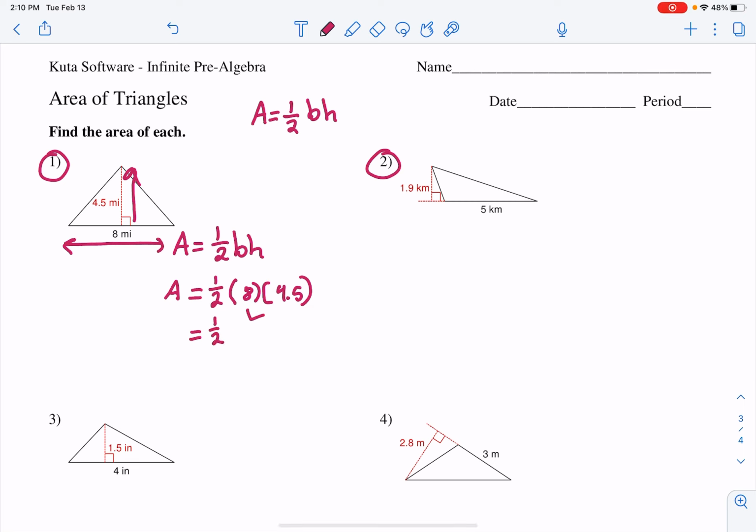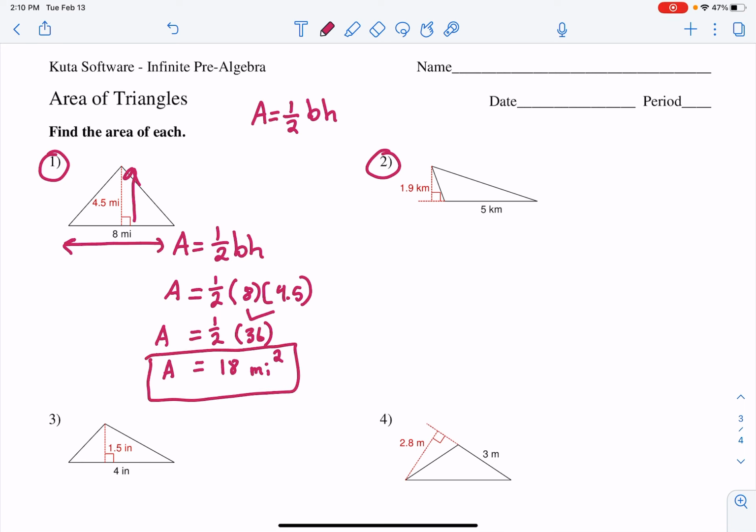Now I can simplify and do my multiplication. I'm going to go ahead and multiply 8 times 4.5 first, and that's going to give me 36. And then I'm going to do 36 times 1/2, which is the same thing as doing 36 divided by 2, and that gives me 18. So the area of my triangle is 18, what? 18 mi. Mi is miles squared, because I just multiplied 8 miles times 4.5 miles to get miles squared. All right, so that's number 1.